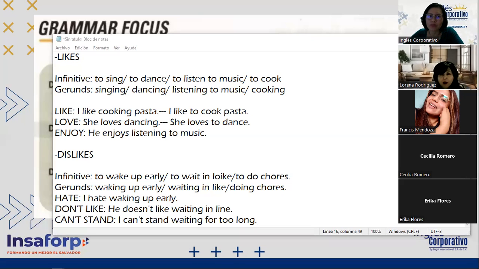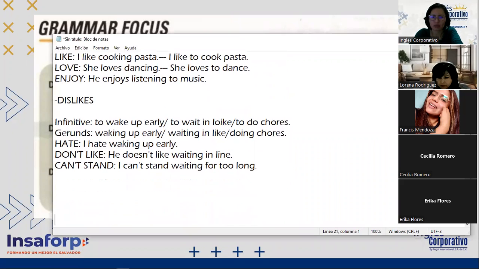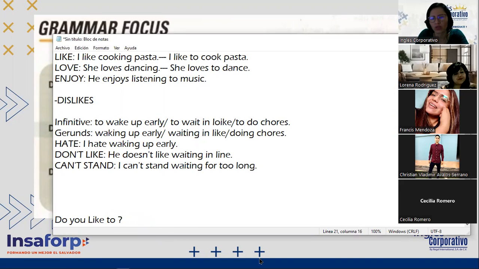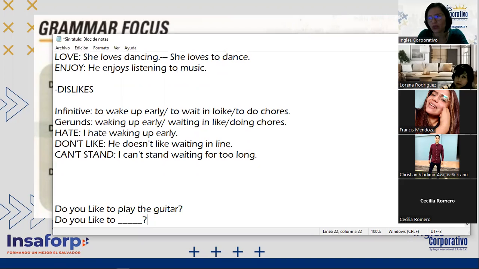So, let's go ahead and make up some questions, guys. Vamos a hacer algunas preguntas, ok? So, veamos acá. Ustedes me van a ayudar a hacer las preguntas. Podemos hacer una con cada una si usted quiere. Comencemos con do you like, right? So, what can we ask about it? Do you like what? ¿Qué le gustaría preguntar? Do you like play the guitar? Do you like to play? Muy bien. Do you like to play the guitar? Okay, very good. Another question with do you like, guys?